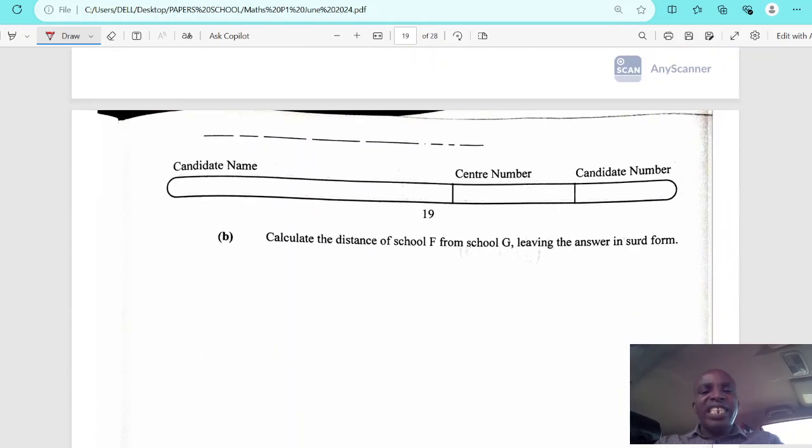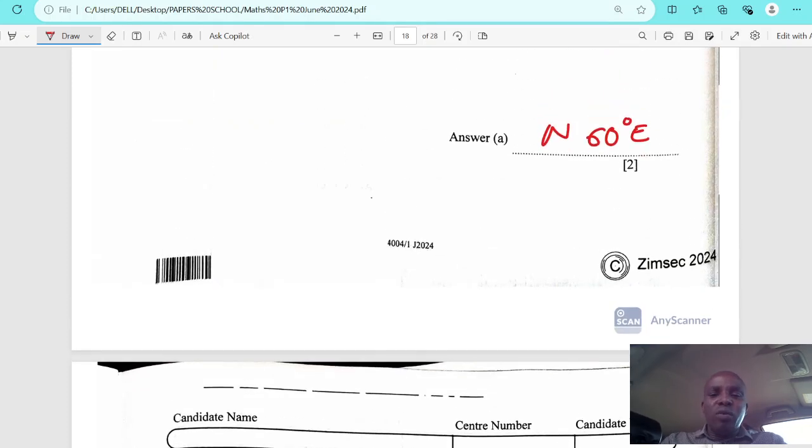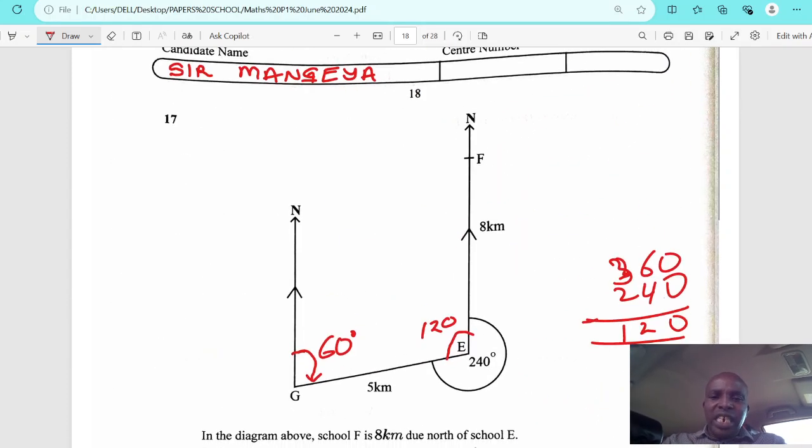Next, calculate the distance of school F from school G, leaving your answer in surd form. Of school F from school G, let's join the two points. I can call it GF.